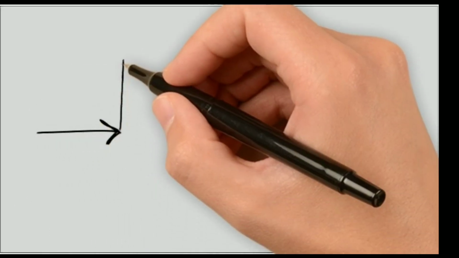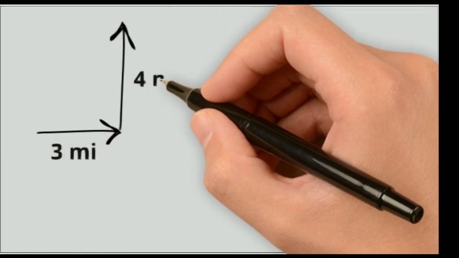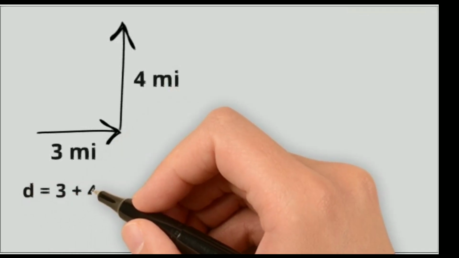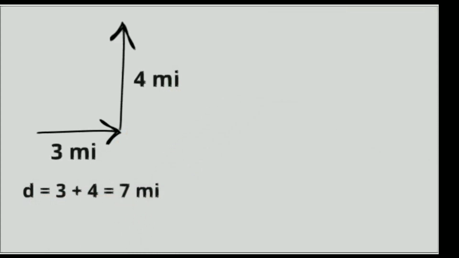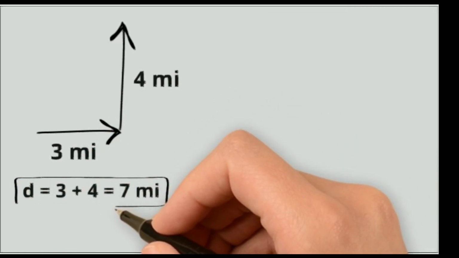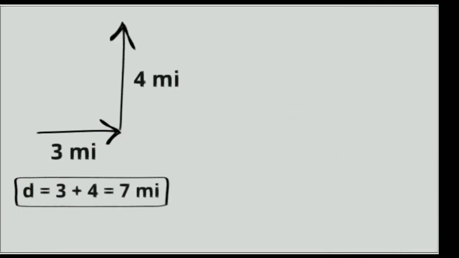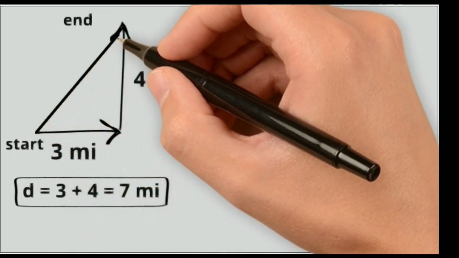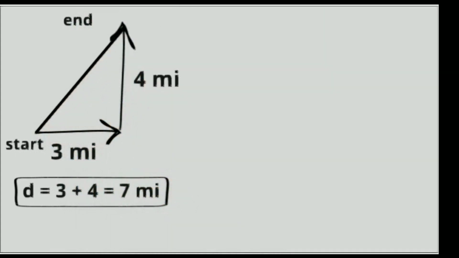Now let's say a person walks 3 miles east, and then 4 miles north. Calculate the distance and the net displacement traveled by the person. To find the total distance, you simply need to add everything he traveled. 3 miles east and 4 miles north, so he traveled a total distance of 3 plus 4, or 7 miles. Now, to find the displacement, we need to find the distance between where he started and where he ended. So this is where he started, and this is his finish point. We've got to find the direct distance between those two points, and that's going to give us the displacement.